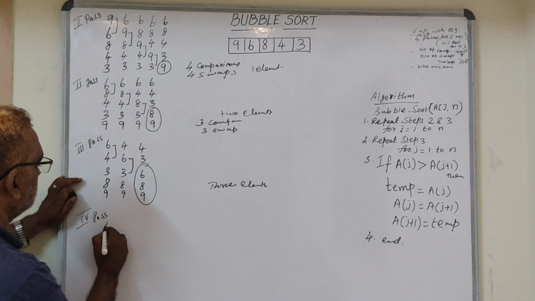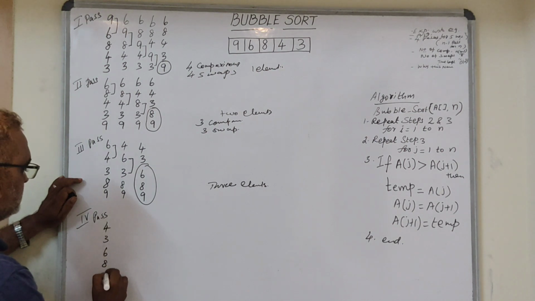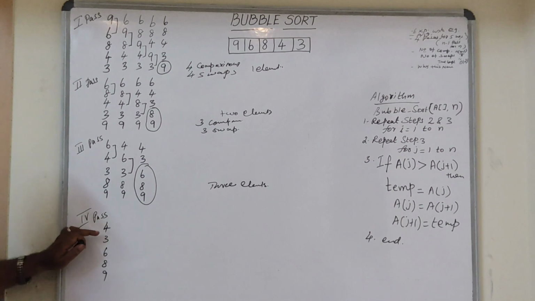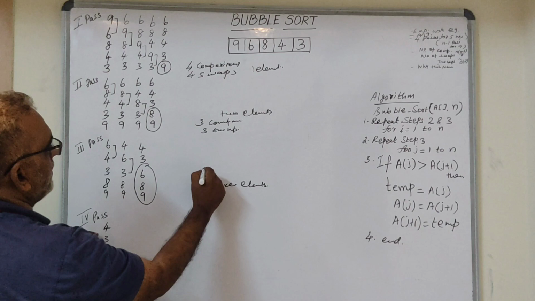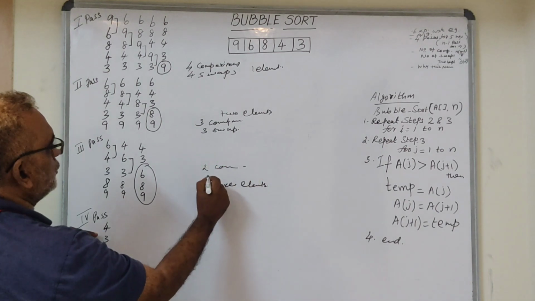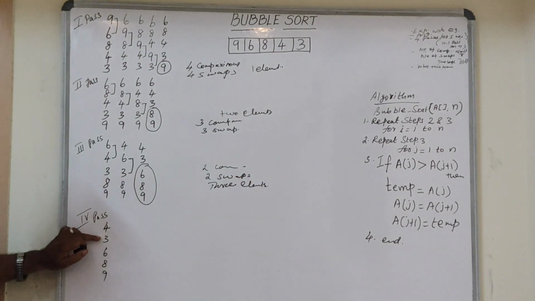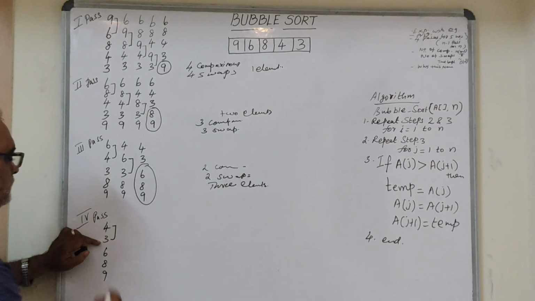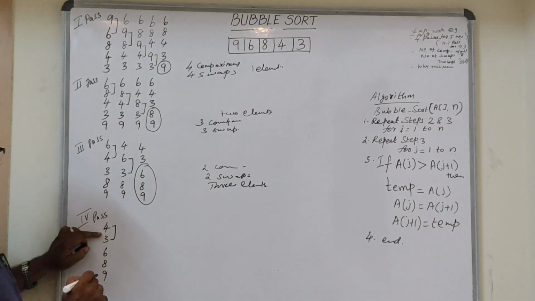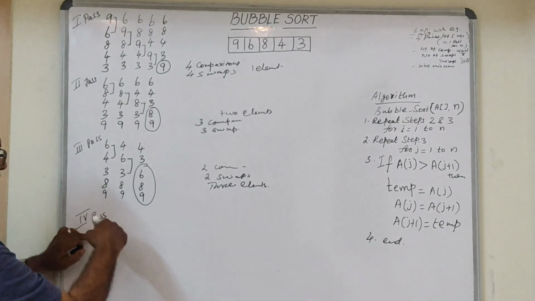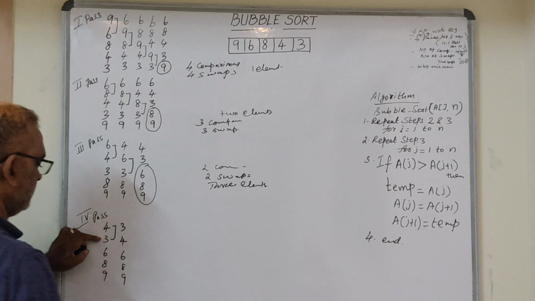Take this output. The third pass is over: 4, 3, 6, 8, 9. Now perform the comparisons. As far as comparisons are concerned, here you have performed only 2 comparisons and 2 swaps. Compare this: a of j is 4 and a of j plus 1 is 3. The condition is true, so we have to perform the swap. So this is 3, this is 4, 6, 8, 9.